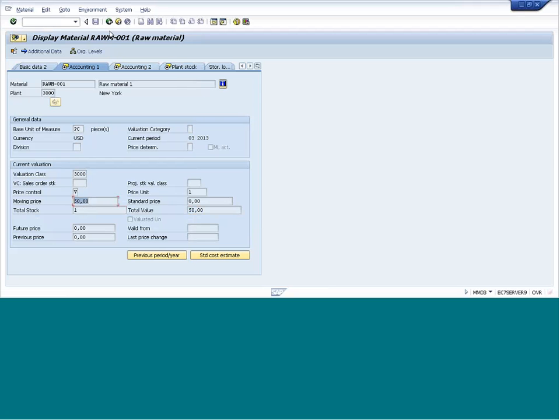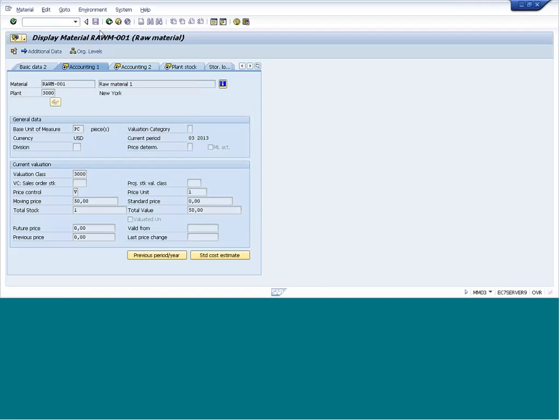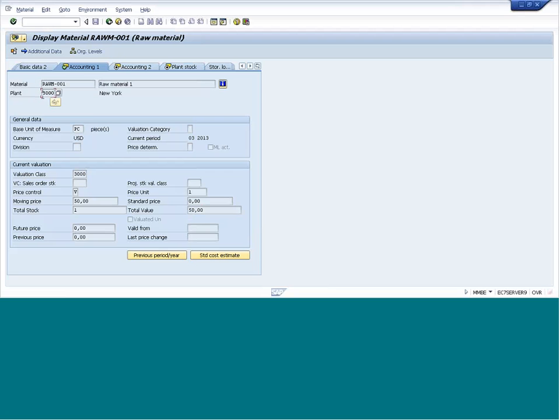And before that, I wanted to show you the stock overview here. When you click on that stock overview, you will see the stock in the MMBE transaction. Normally, this is called MMBE. Whenever you want to look at your stock, you have to look at MMBE, because in MMBE you will see not only one plant. If this material is in multiple plants, you will see it in the multiple plants. But in MM03 you are always seeing one plant.